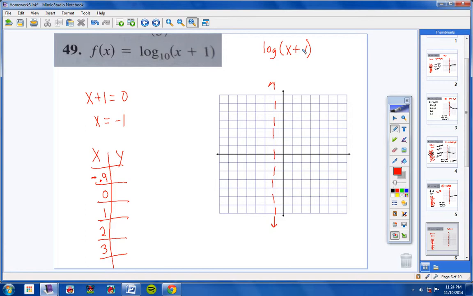And let's see, 0 is 0. That's good. That's the x-intercept. 1 is 0.3, 2 is 0.5, and 3 is 0.6. So there we go.